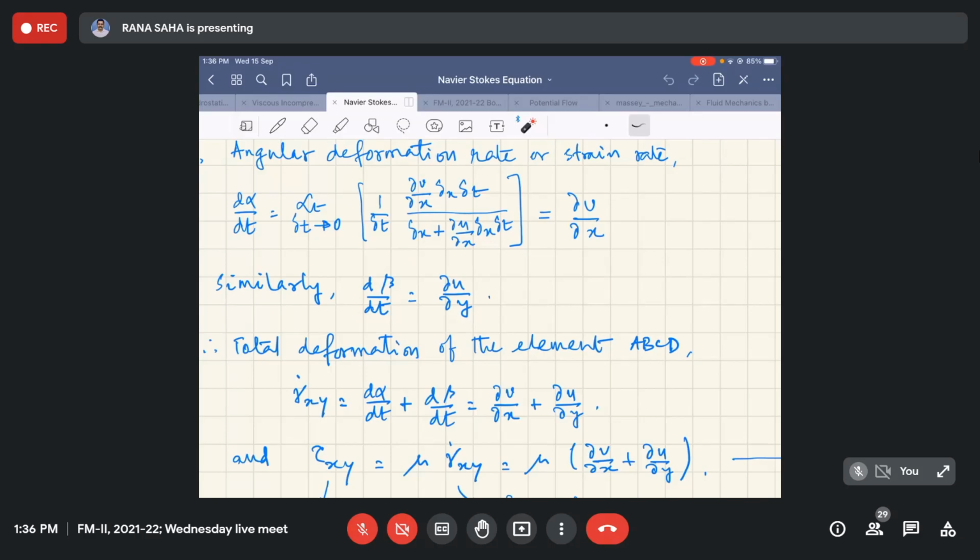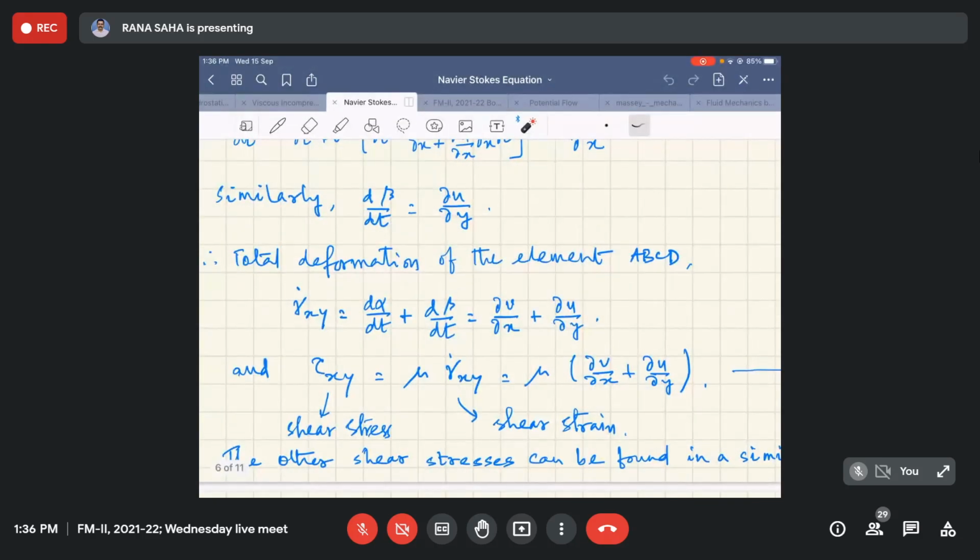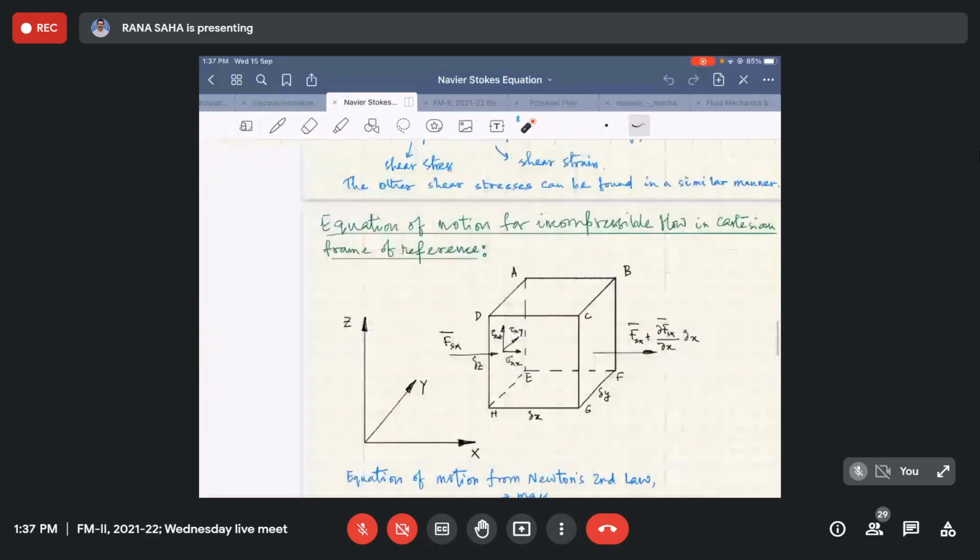So the total deformation will be additive. So you need to add both so that you get this gamma dot xy. So xy is the plane. Okay, so this is the addition. If you add it, you get the total deformation.